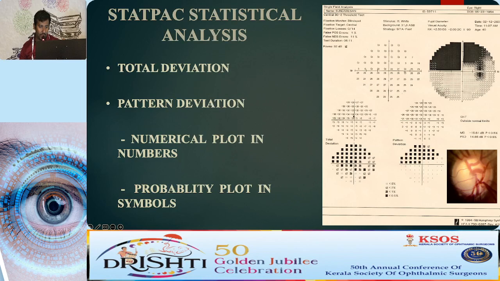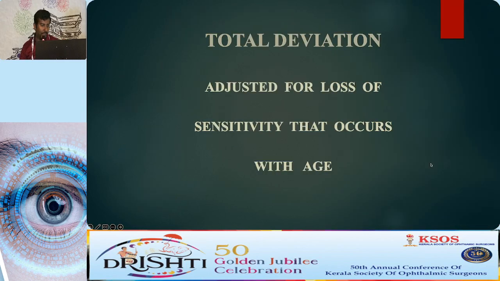Total deviation raw data is represented here, and this is after subtracting the seventh largest point, and you get the pattern data. This can be due to anything, cataract or media opacities or even miosis, and this gives you localized effects. So whatever is seen in the pattern deviation is what is representative of glaucomatous field effects.